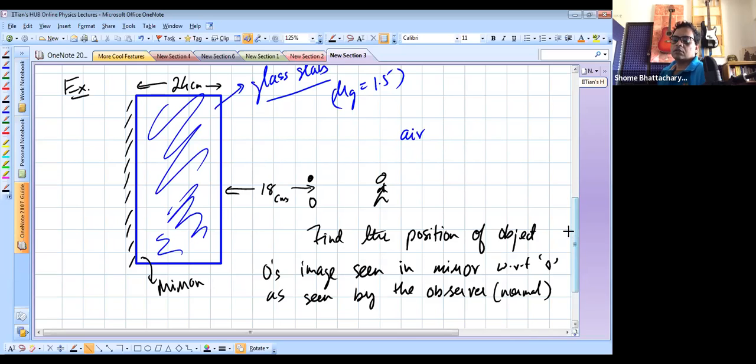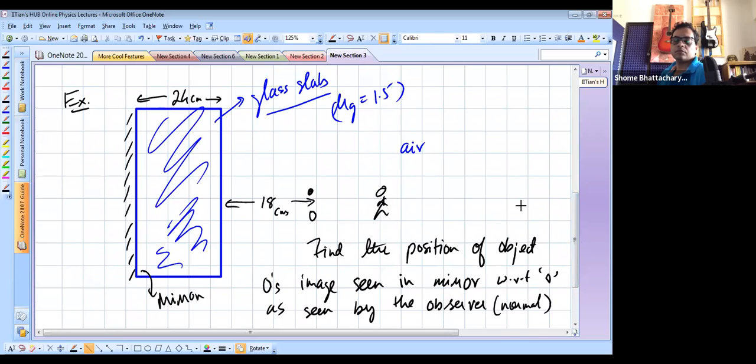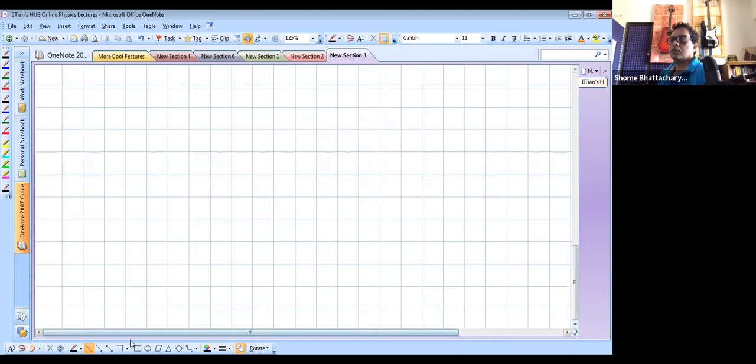Not getting correct answers so far. Okay, so let me start by explaining to you in the ray diagram what all is happening. Then you can try and do the calculation part yourself.